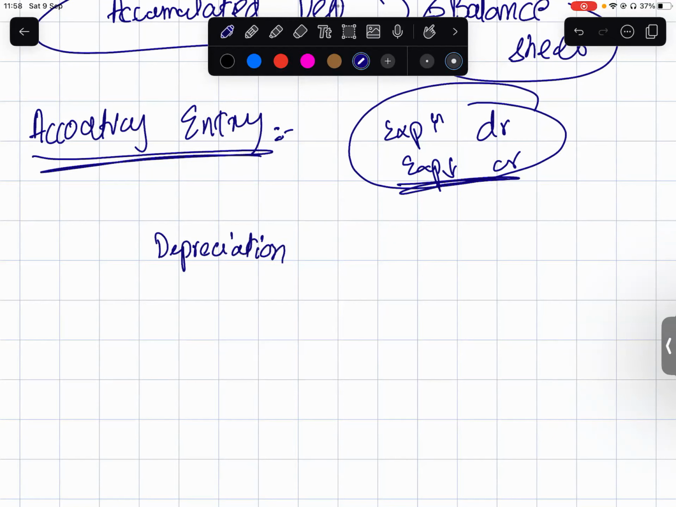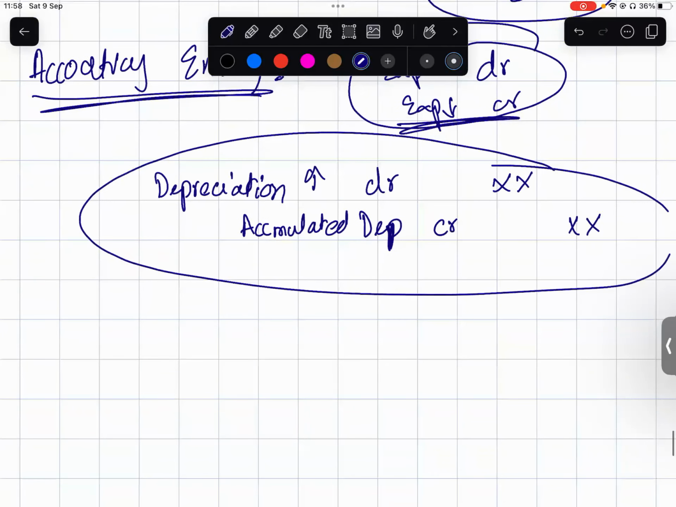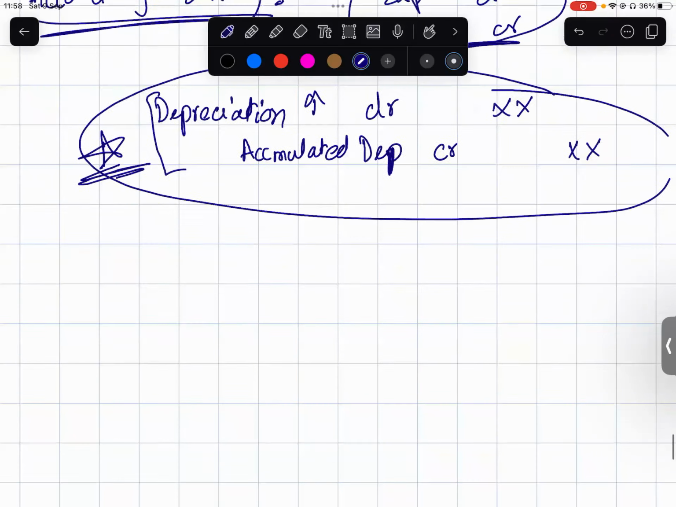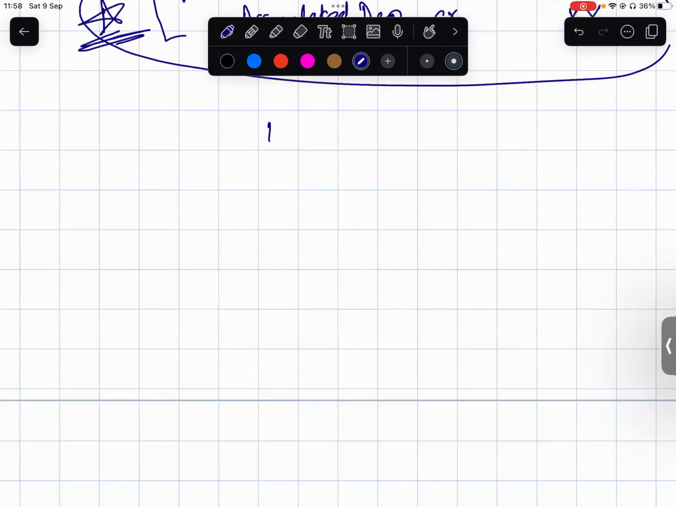So depreciation, when it increases, we debit it by whatever amount, and accumulated depreciation will be credited by that amount as well. This is the accounting entry which you need to absolutely understand; this is what we pass in order to record depreciation. And I'll also show you, for example, when we're making the income statement.